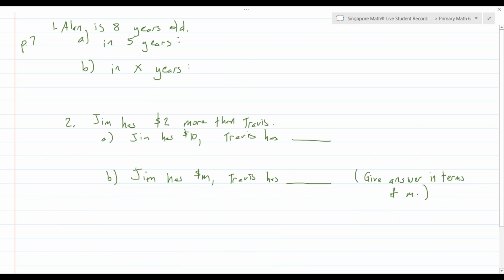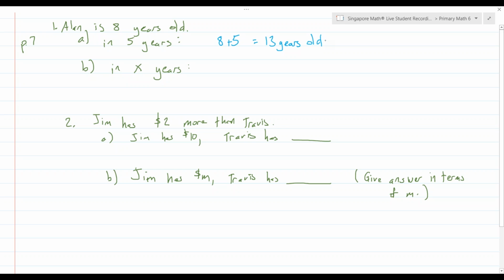Now let's look at page 7. Look at the top of the page, number 1. It talks about Alan being 8 years old. Now, if Alan is 8 years old, what happens in 5 years? Well, of course, he's 8 now, and if he adds 5 years to his age, he'll be 13 years old.